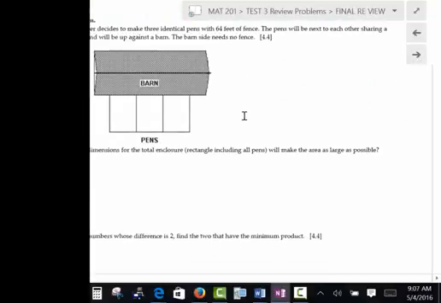Let's do one on optimization. I want you to know one optimization, and I'm trying to come up with things that are fairly straightforward. So let's do this one and kind of set this up. This is what I'm looking at. The last exam you did related rates. I don't do related rates on the final.